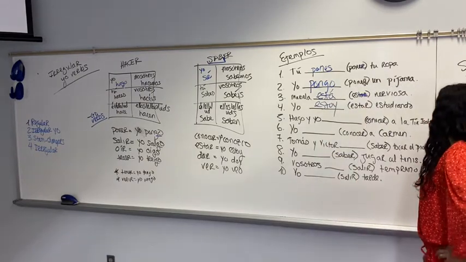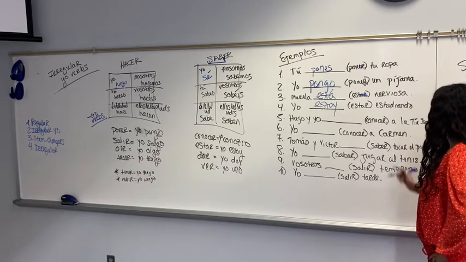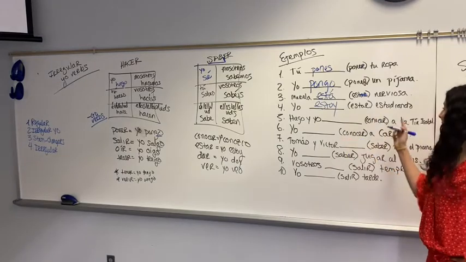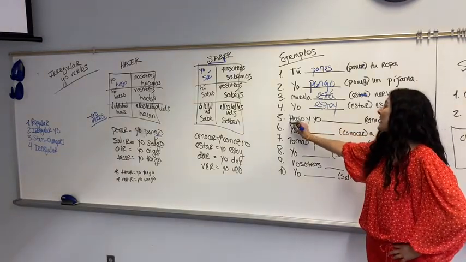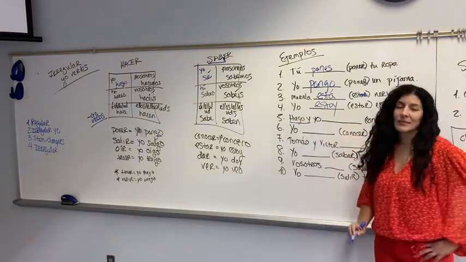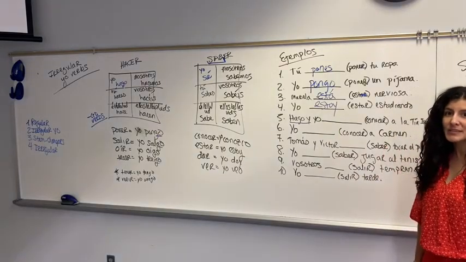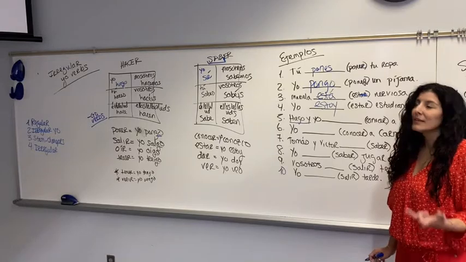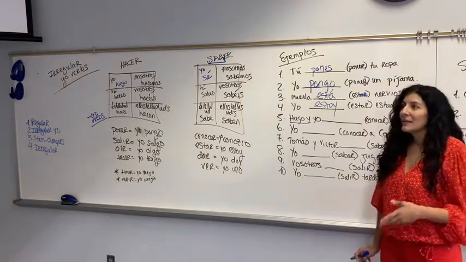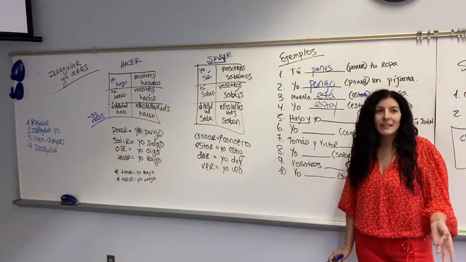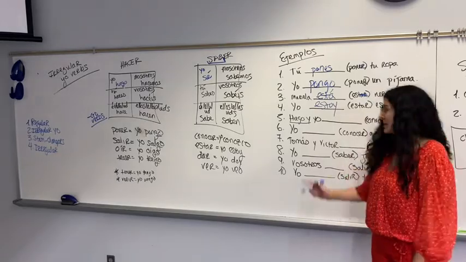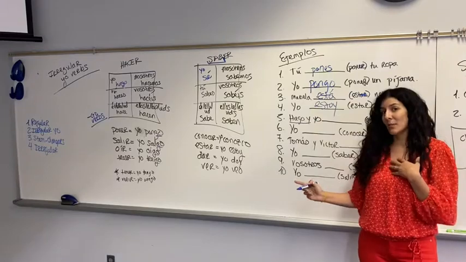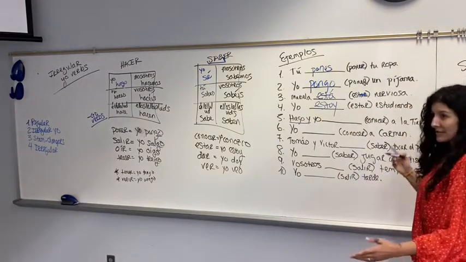Hugo y yo conocer a la tía Isabel. So here we have, right, we don't have a yo form because we have Hugo. So when we have more than one person, even if I'm in the group, it's a we, right? If I said Maria and I, in English, that's still a we. So it's the same in Spanish. I said Hugo y yo, but that's still a we, which is the nosotros form.